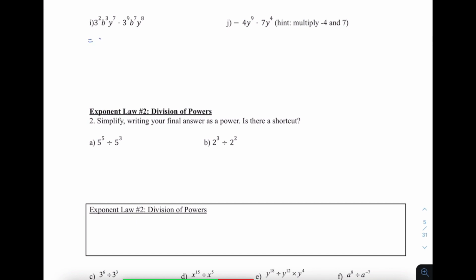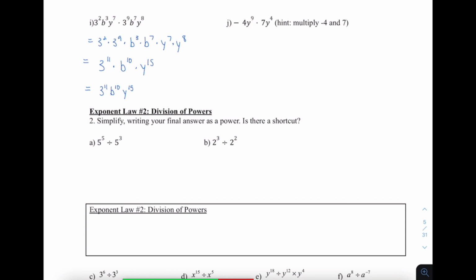So we're going to rearrange this by putting all the similar bases beside each other. Then we're going to use our exponent rule number 1 to add the exponents together because the bases are the same. We don't actually have to write those dots in if we don't want to. You can write it like this. These are the same thing.